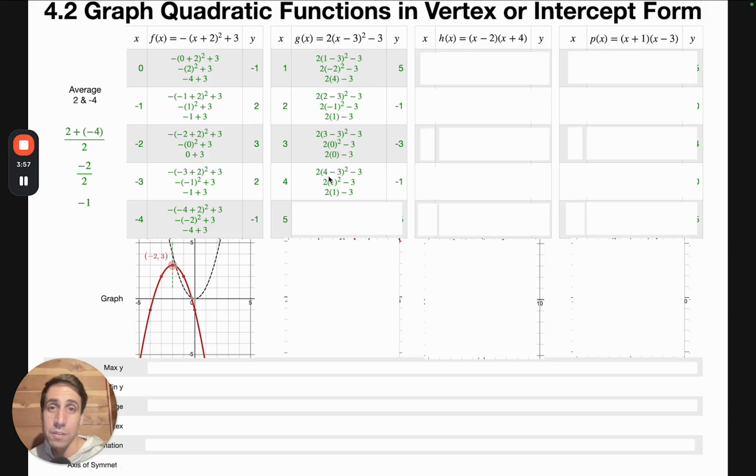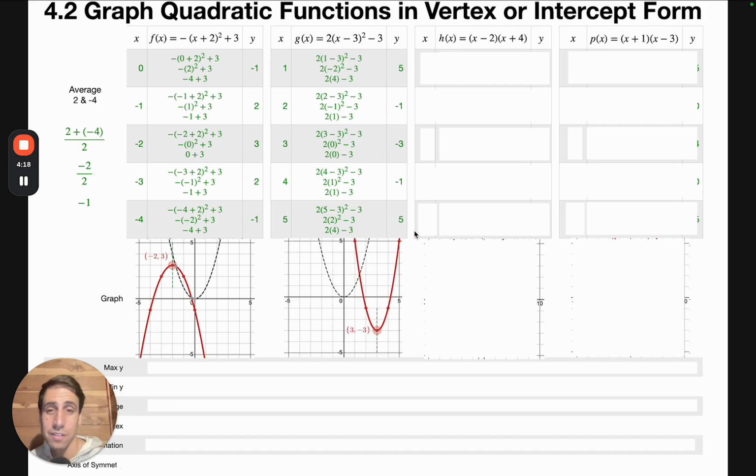Put 4 and you get something very similar. 4 minus 3 is positive 1. Squared, you get 1. 2 times 1 is 2. Minus 3 is also negative 1. 5 minus 3 is 2. Squared is 4. Times 2 is 8. Minus 3 is 5. When you graph all those points, it looks like this. You can see the vertex is down here at 3, negative 3, and they go up like this on either side.